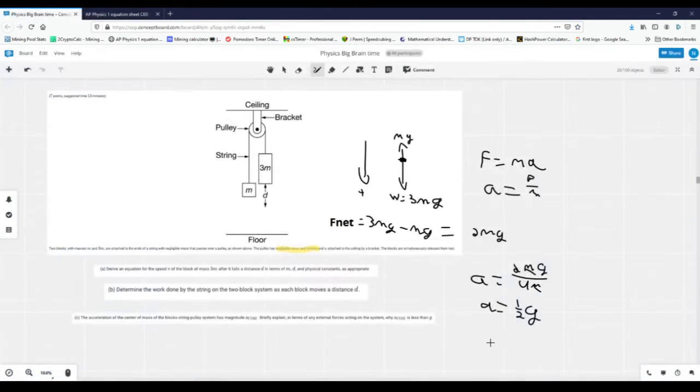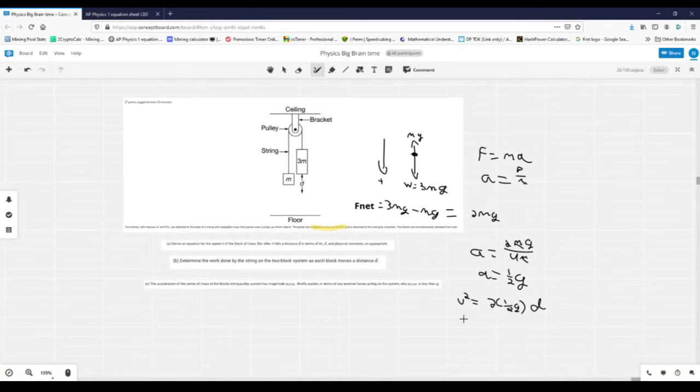So we'll use the second equation, which is v squared is equal to initial velocity squared, which is 0, so we're not going to write it, plus 2 times a, which is 1/2 g, times change in x, which is going to be d. And that basically means v squared is equal to just gd. And then v is equal to the square root of gd. That is hella confusing. I would have never thought that.